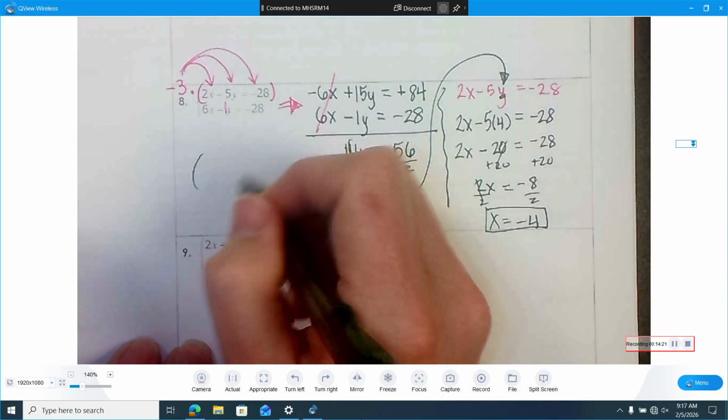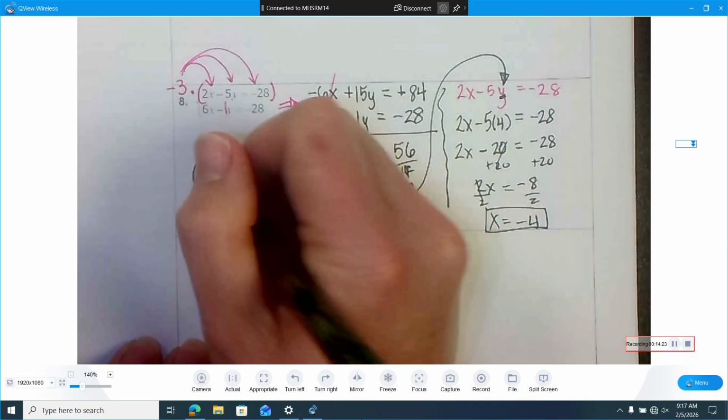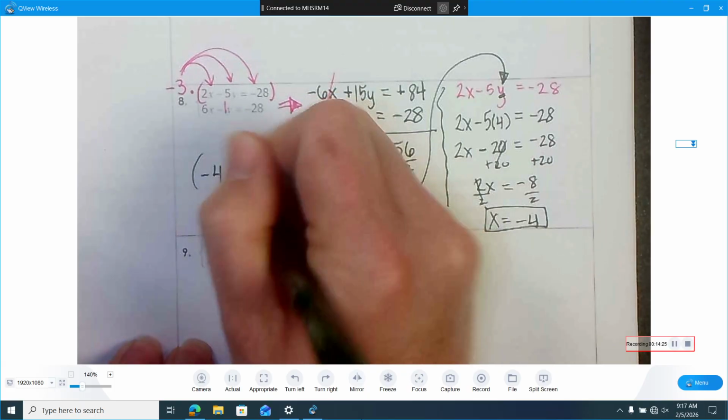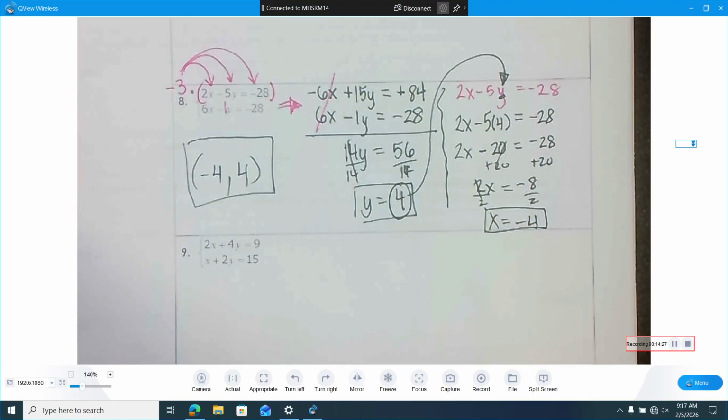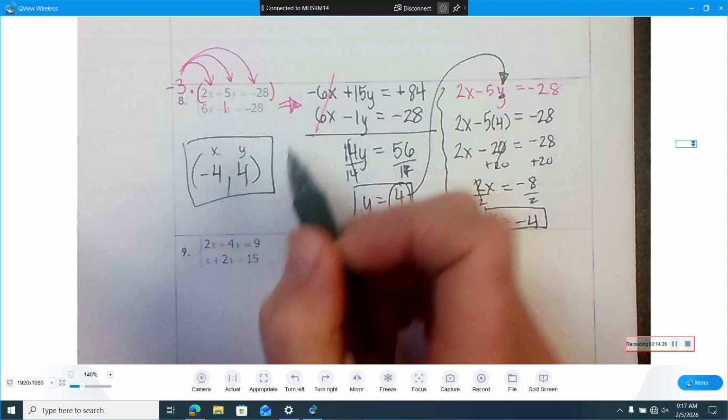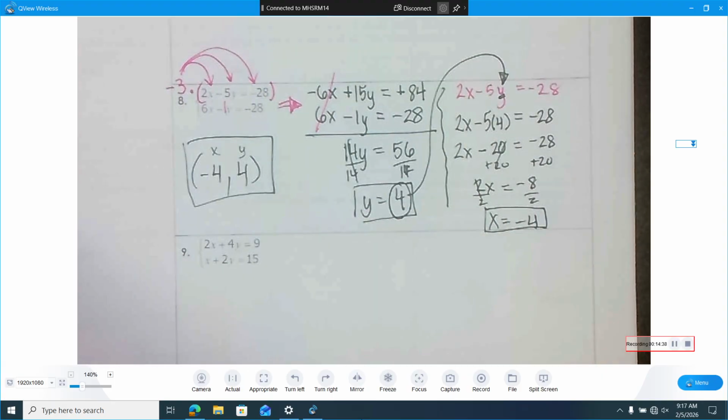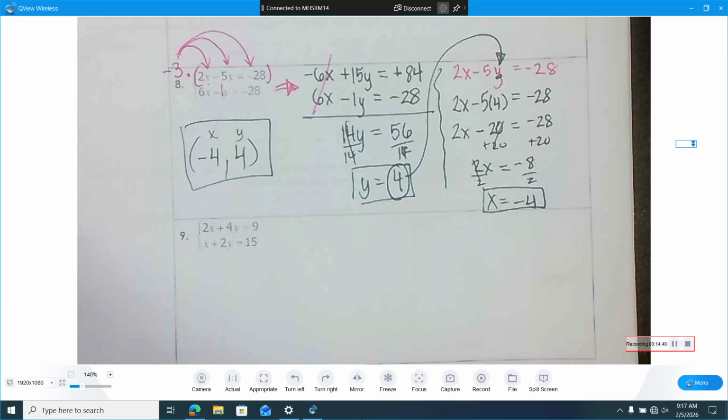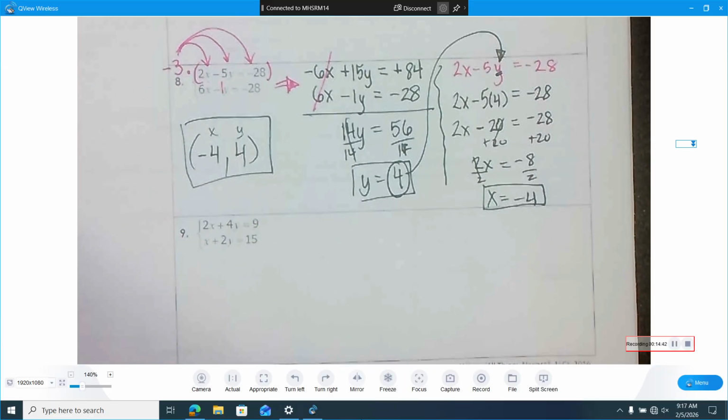All right, how are you feeling, you guys? All right, -4, +4. Again, you can always check your answers by plugging that x number and the y number into each equation. It's important you do check both equations. You do have that calculator tool on Delta Math, so it's pretty nice.